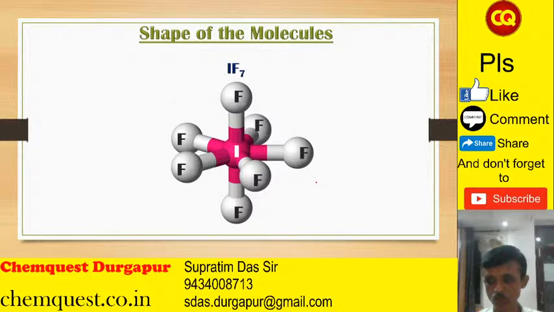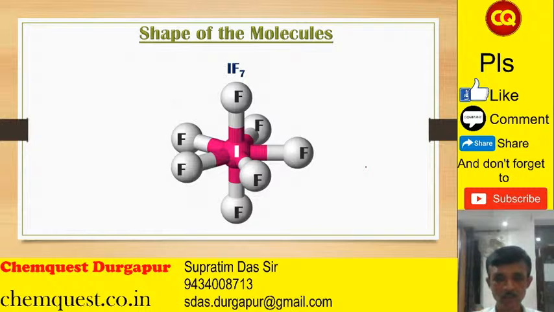If there is no lone pair, then it is not distorted. Now in our next class we will discuss the distortion part again. These are the normal geometry and normal shape of the molecules.